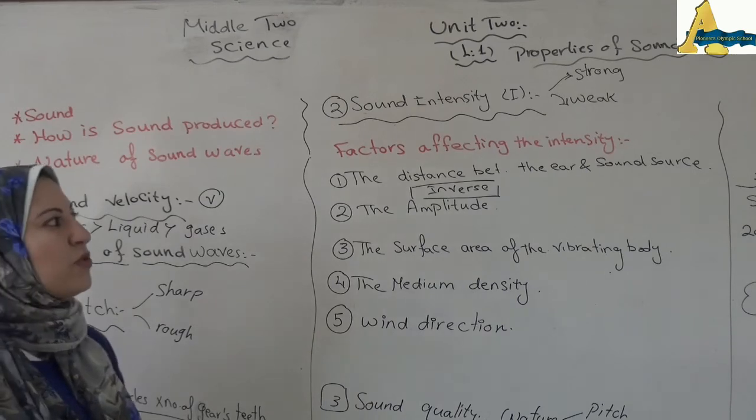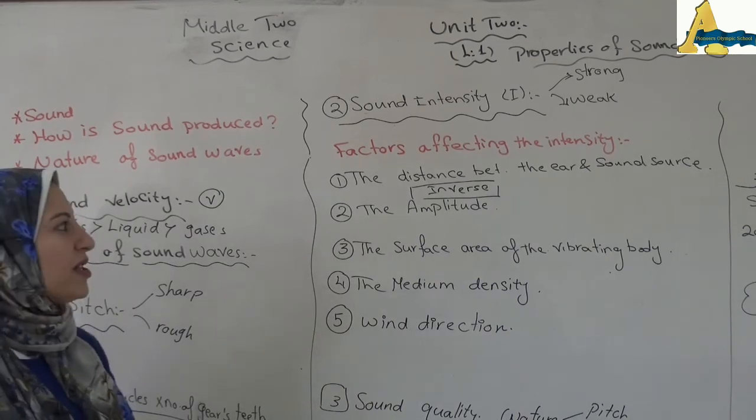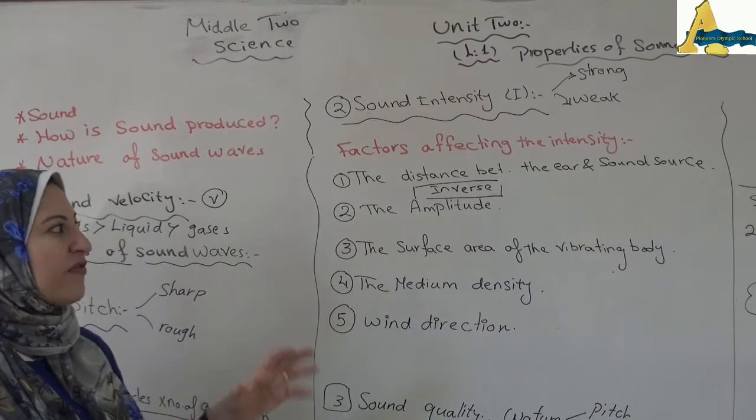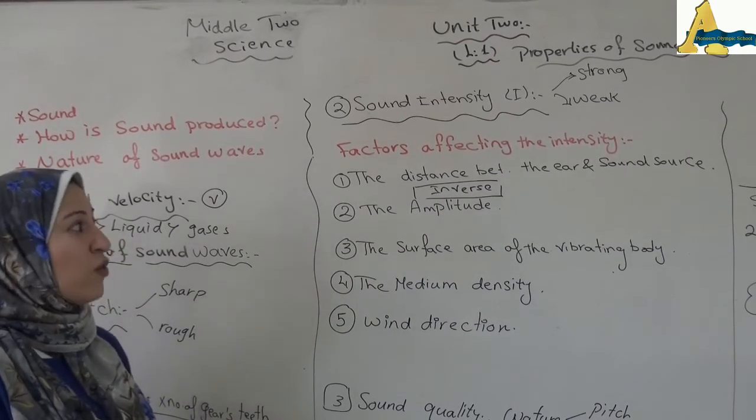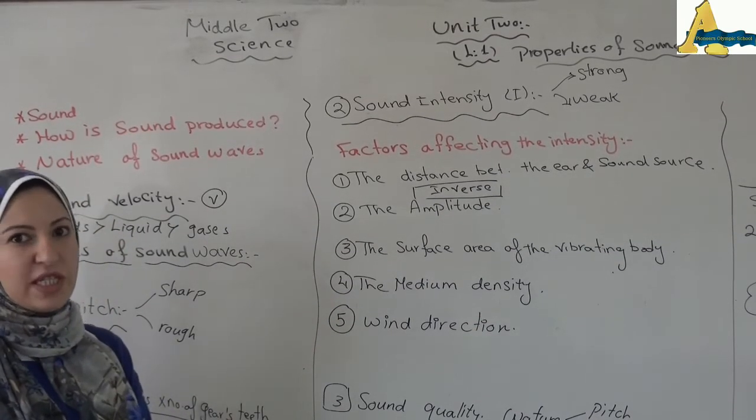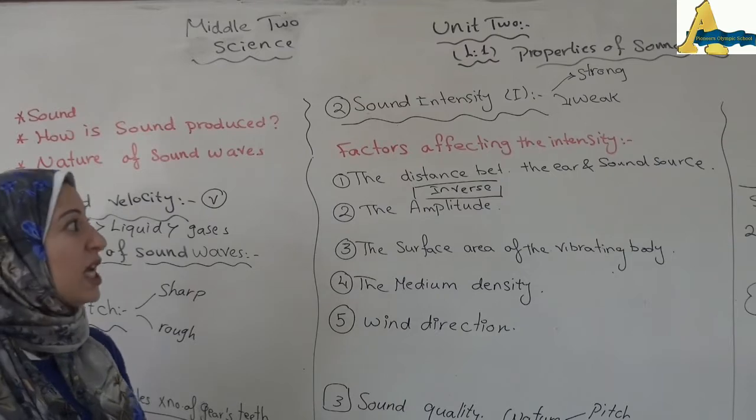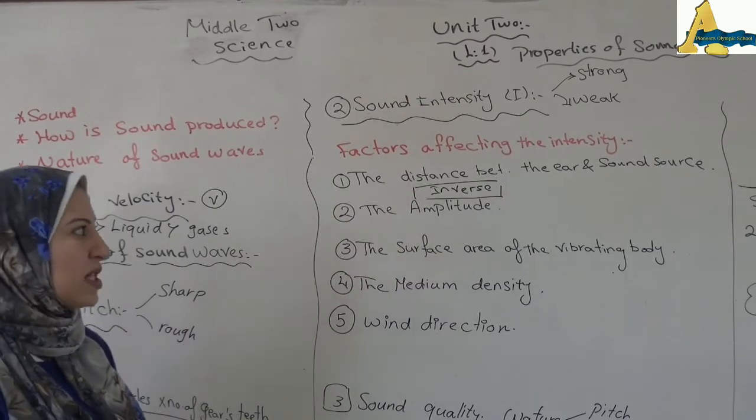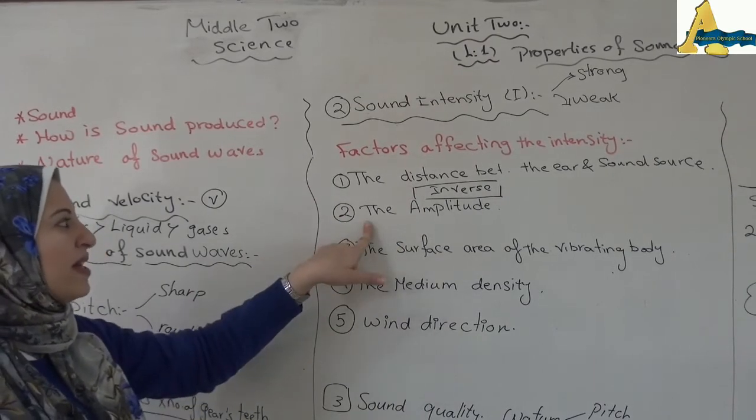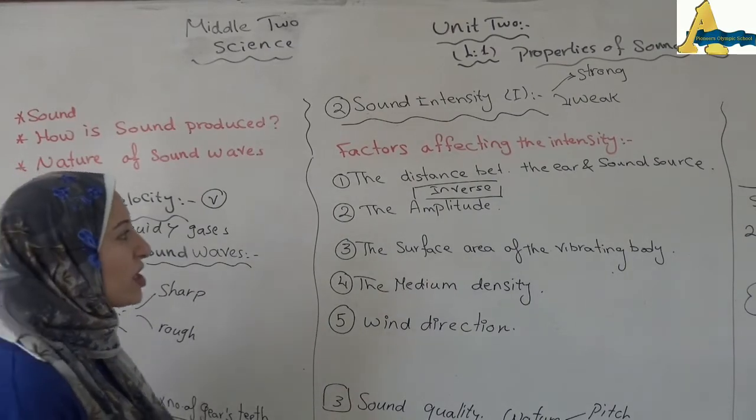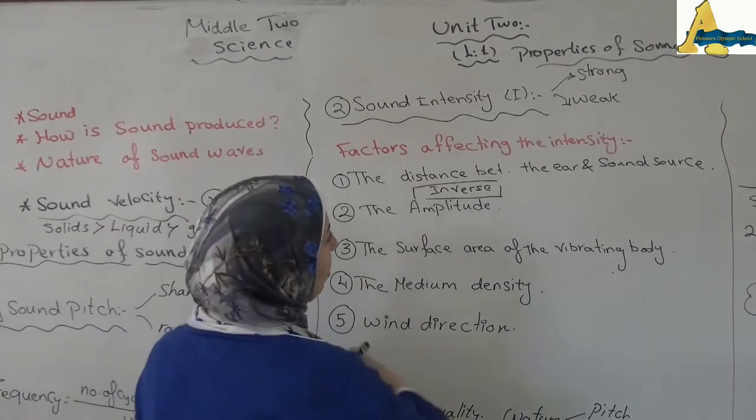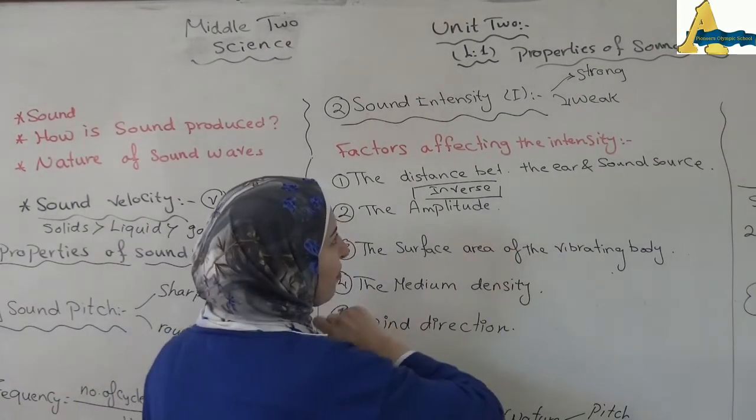Number 1, the distance between the ear and the sound source. The distance between the ear and the sound source varies inversely with the sound intensity, which means that by increasing the square distance, the sound becomes weaker. So the relation between them is inverse. Number 2, the amplitude of the vibrating source. By increasing the amplitude of the vibrating source, the sound becomes stronger, and also vice versa.